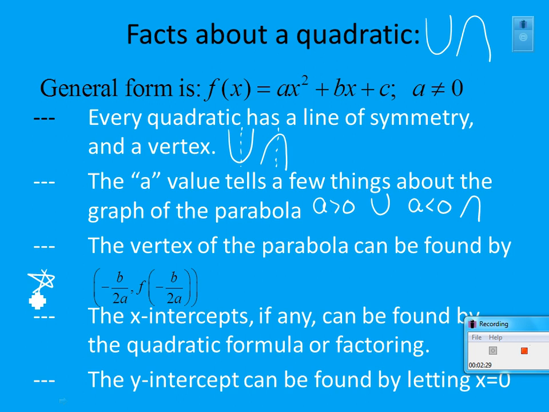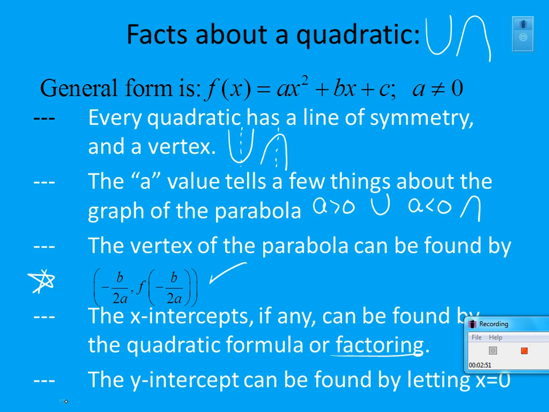To obtain my y-coordinate, I'm going to sub that back into my equation. We'll practice that a few times here in a little bit. We'll use that when we talk about the maximum and minimum of a graph. The x-intercepts, if any, can be found by the quadratic formula or by factoring. There's the F word again. The y-intercept can be found by letting x equal 0. We'll practice all of that on the next few problems.